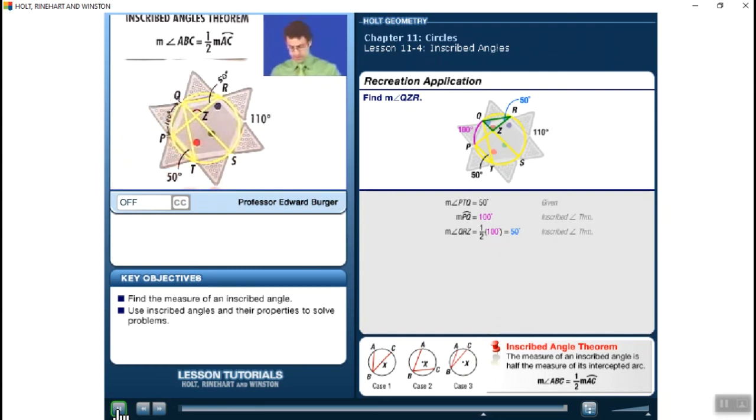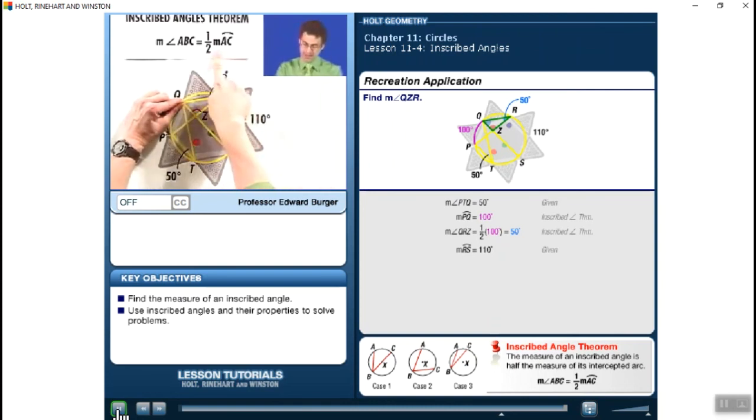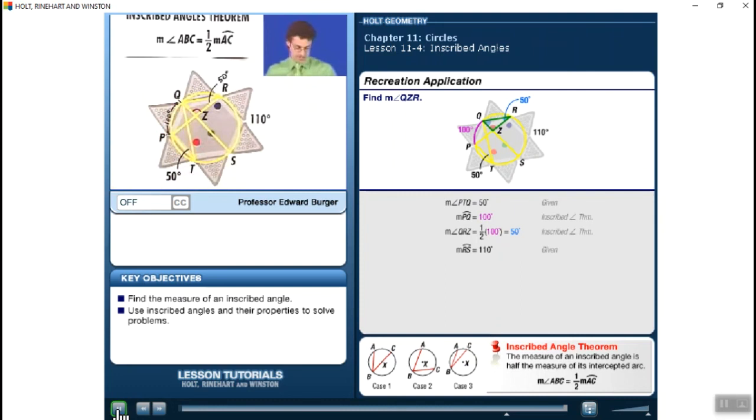How's that angle formed? It's formed by this chord and this chord. Hey, wait a minute. That angle right there is an inscribed angle. Here's the arc, and that arc we know is 110. Since that's 110, I can plug it in and find the measure of the angle. It's going to be 1/2 of 110, which is 55.